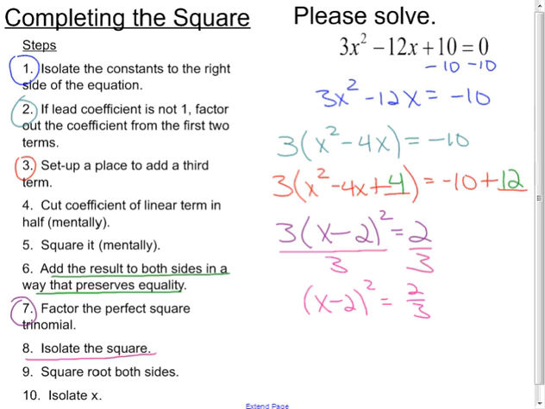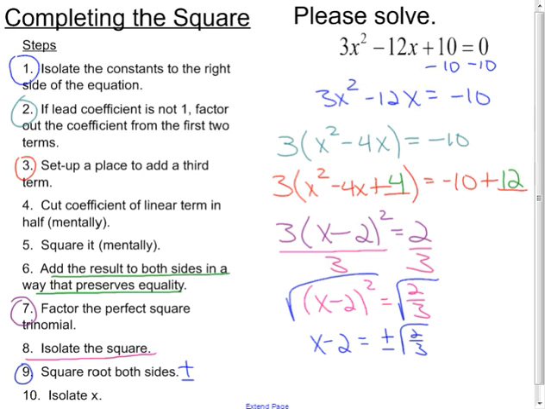And now, as I'm kind of running out of colors here, I'm going to square root both sides. So let me go back to blue here. It's far enough away from where we started. I'll square root both sides. Don't forget to do that plus minus. So I'm going to square root both sides and wind up with x minus 2 equals plus or minus the square root of 2/3.